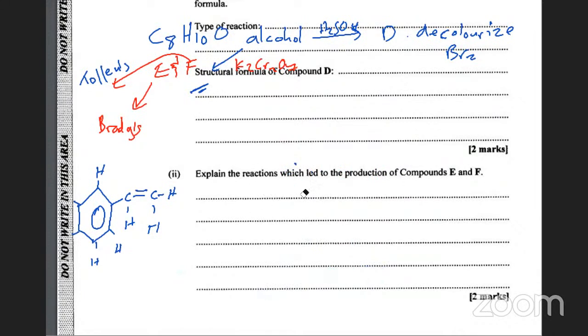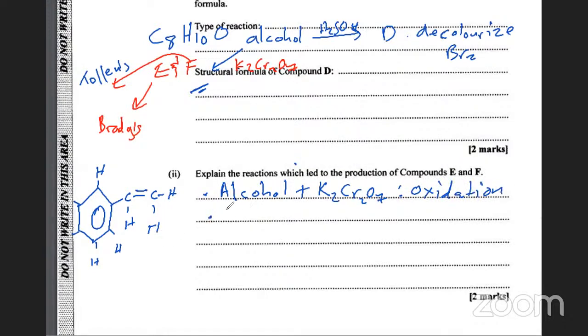All right, so it says explain the reaction which led to the production of E and F. So we know that when alcohol reacts with potassium dichromate, that process is oxidation. All right, so alcohol with potassium dichromate, it is oxidation.